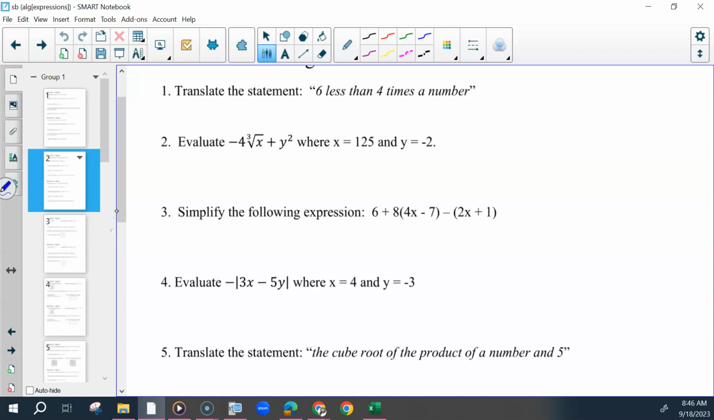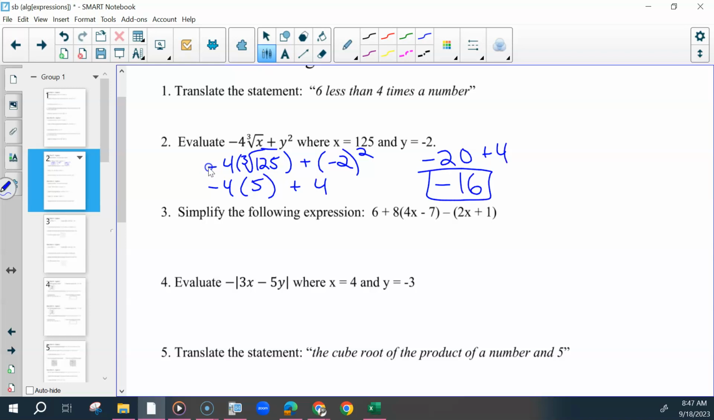Alright, 2 and 4, these are evaluating, and then translating the result. You need to put these in exactly as you see it. -4, you can use parentheses here because this should be -4 times the cube root, not -4 cubed times the square root of 125. Plus, in parentheses, you should be putting your -2 and then squaring on the outside. Order of operations, we should do the radical and the exponent kind of at the same time. Then multiply, then add. -16 should have been that final answer. If you did not get that, go back and fix it. If you got that, good job.